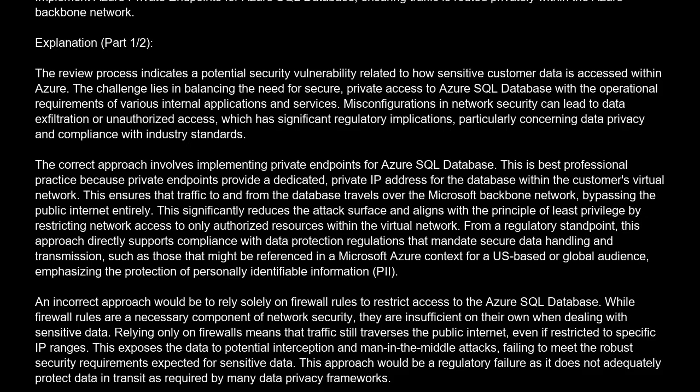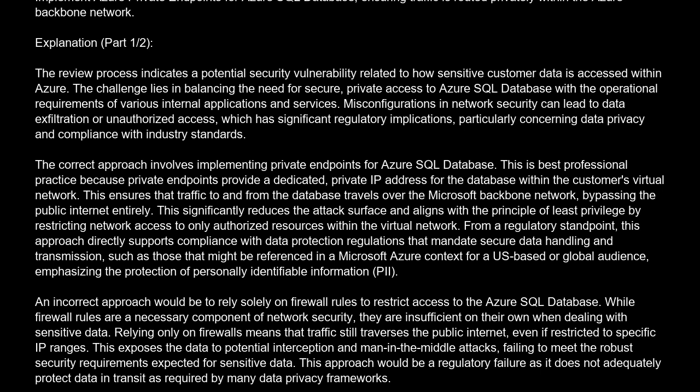The correct answer is A. Implement Azure Private Endpoints for Azure SQL database, ensuring traffic is routed privately within the Azure backbone network. Explanation. The review process indicates a potential security vulnerability related to how sensitive customer data is accessed within Azure. The challenge lies in balancing the need for secure, private access to Azure SQL database with the operational requirements of various internal applications and services.